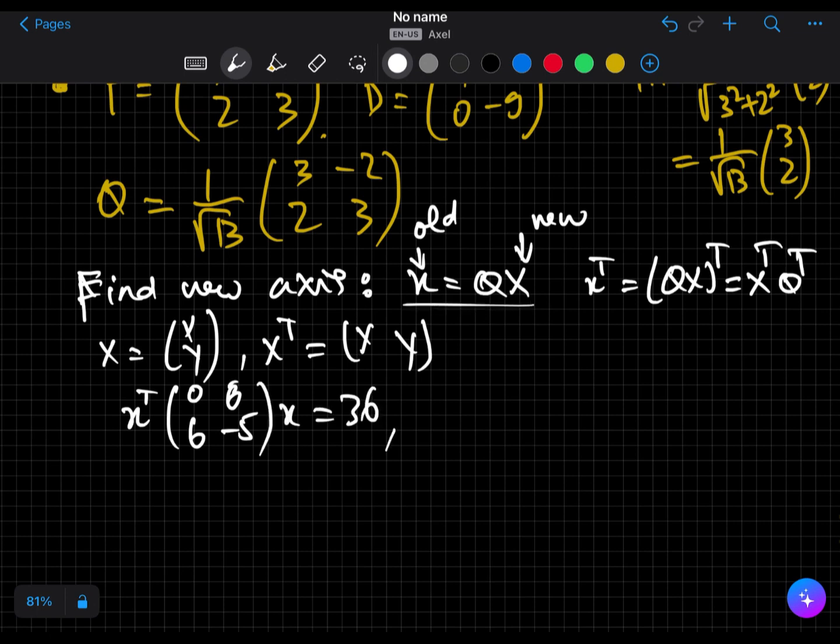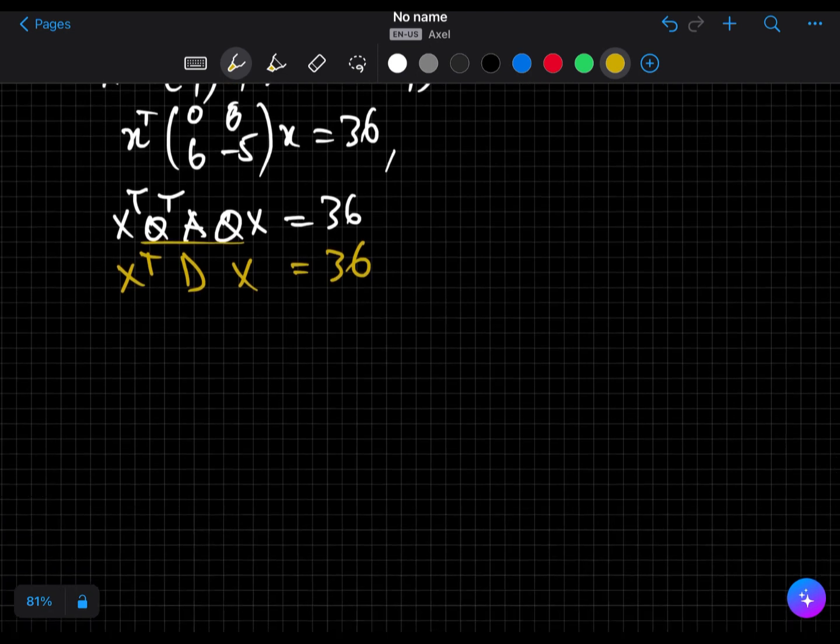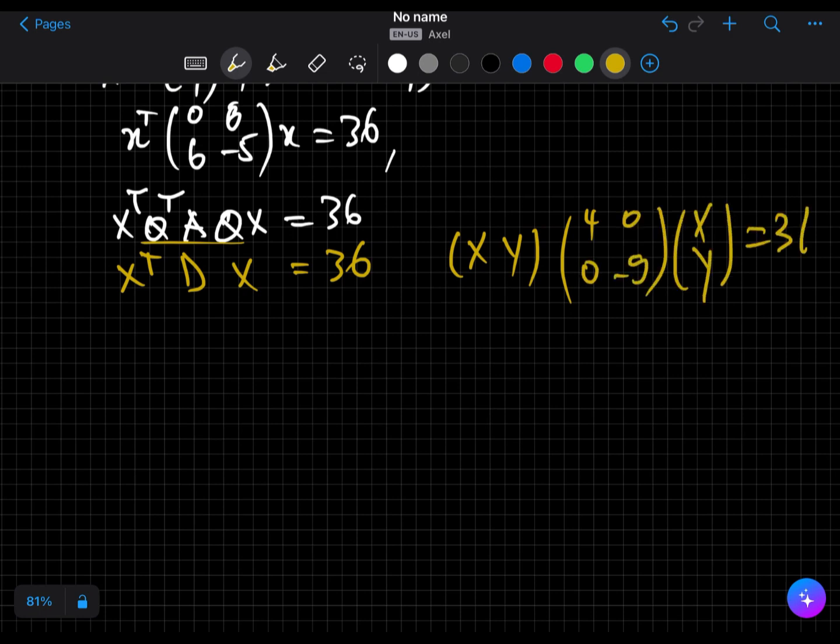We can sub in this equation here, and we have x transpose Q transpose A Q x equals 36. Now we see that this equals D. So this will be x transpose D x equals 36. Now I can rewrite this like this: 4, minus 9, times xy, equals 36. Now this will give me 4x squared minus 9y squared equals 36.